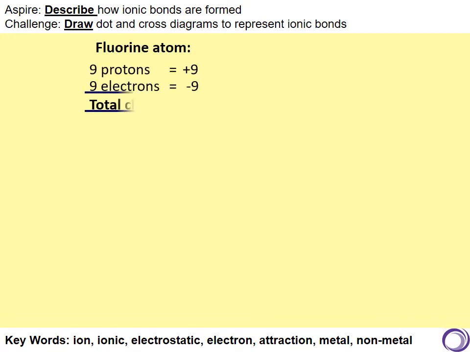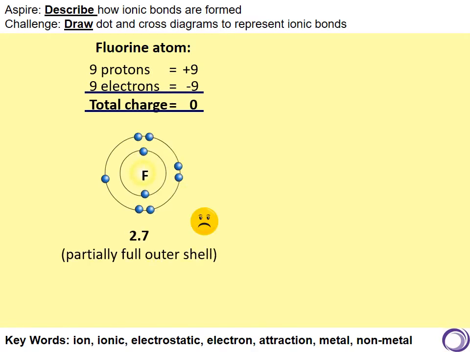Let's look at a fluorine atom then. Fluorine has 9 protons and 9 electrons. Overall it has a charge of 0, but it has a partially full outer shell with 7 electrons in its outer shell, so it's not happy.